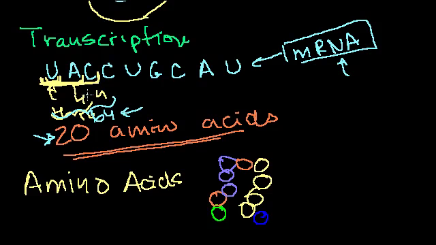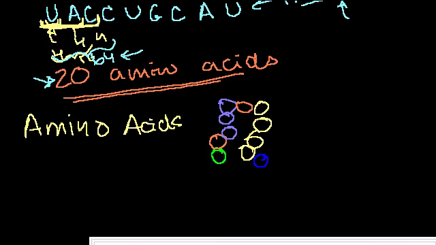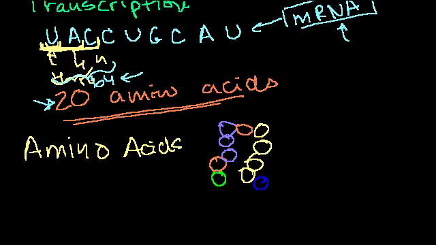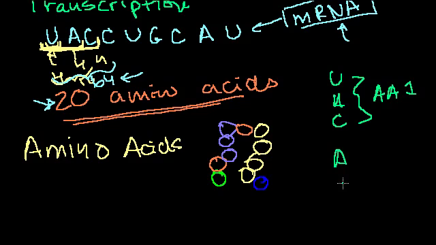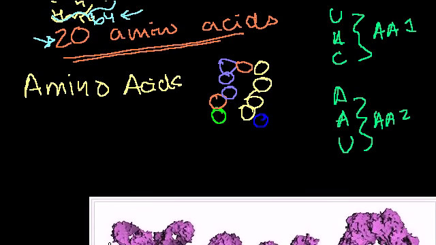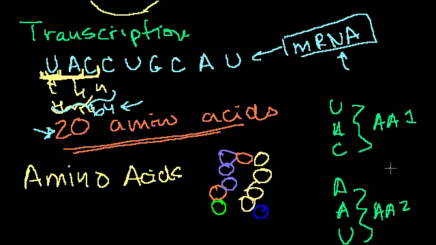So we can even have redundant combinations code for different amino acids. For example, let's say, and this isn't the actual code, but maybe UAC, and I should look these up, this codes for amino acid number 1. And let's say AAU codes for amino acid number 2. I think you get the idea. If I have GGG, this codes for amino acid number 10.